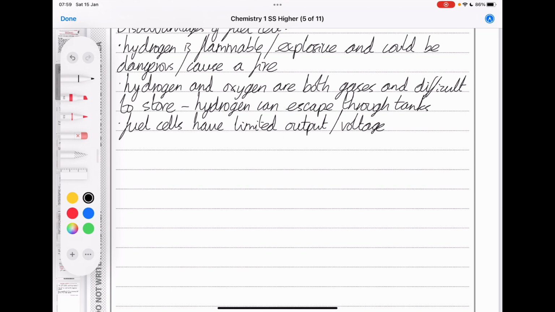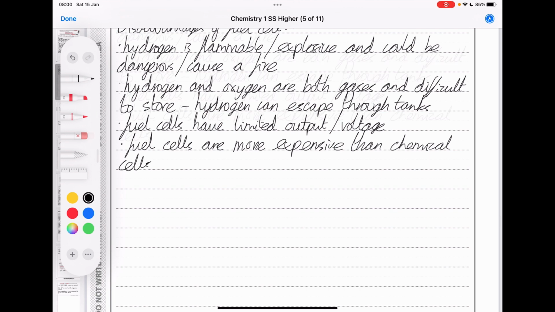The other point we could have said is that fuel cells are much more expensive than chemical cells. And again, it's not really a good point, because if you're launching a spacecraft, it's going to be costing you millions, if not billions, to launch the spacecraft anyway, and therefore spending a tiny percentage of that on getting some decent fuel cells is money well spent. However, it's another point that is in the mark scheme and is fair.